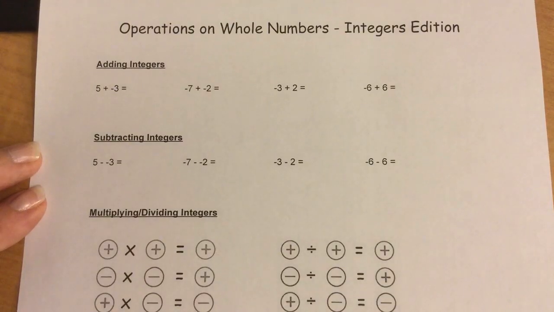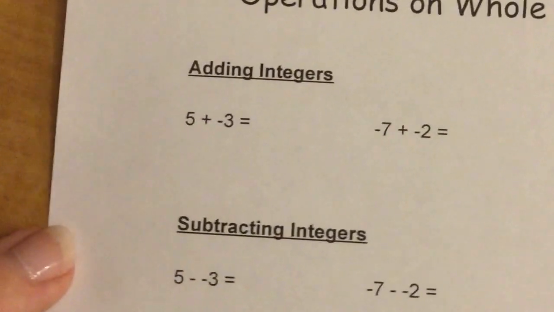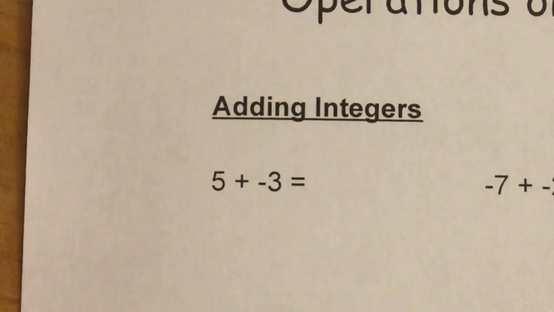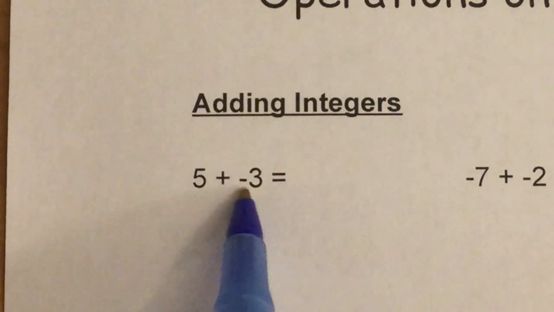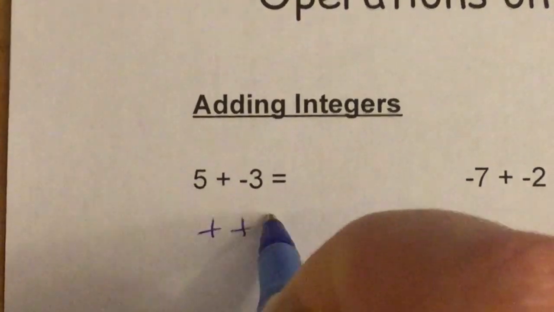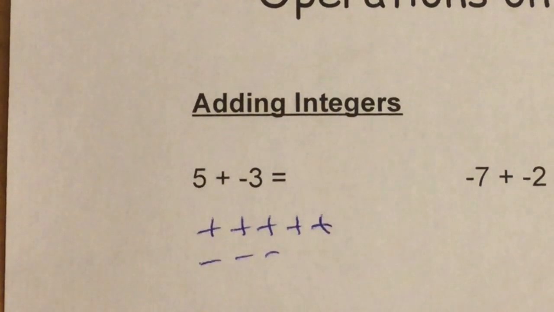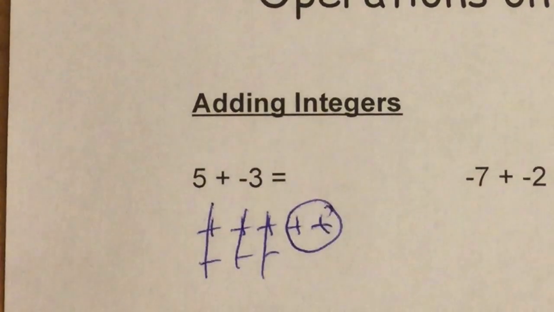Next, we're going to look at how you perform the four basic operations on integers, or a mix of positive and negative numbers. So the first thing is addition. And when I do addition, I like to think of it more visually. So this means positive 5 plus negative 3. So I think of 5 positives and then adding 3 negatives. The thing about positives and negatives is that they cancel each other out, and all we're left with is 2 positives. So our answer is positive 2.